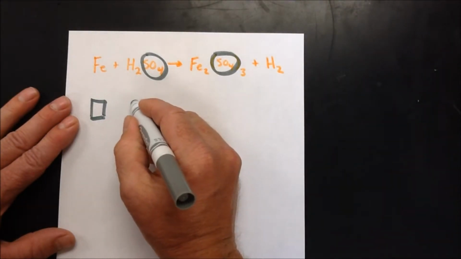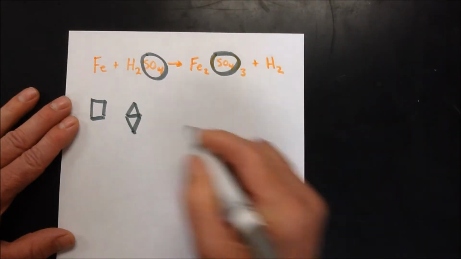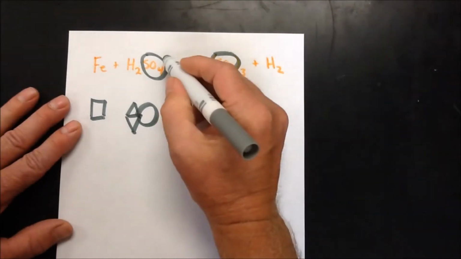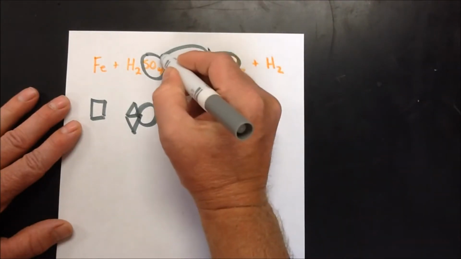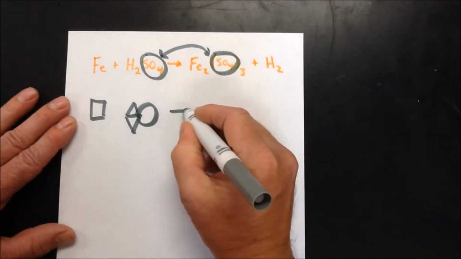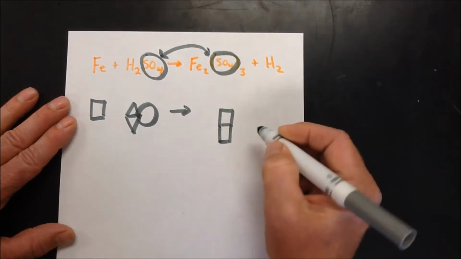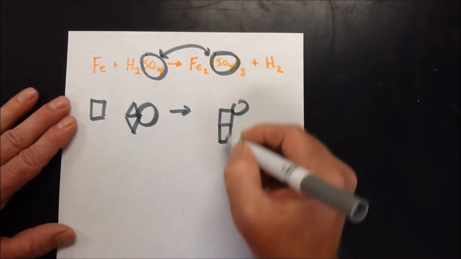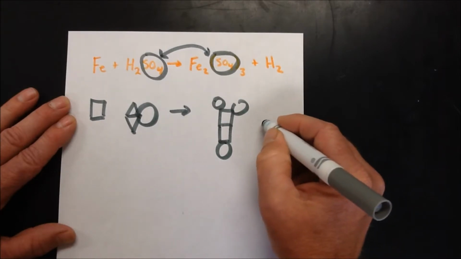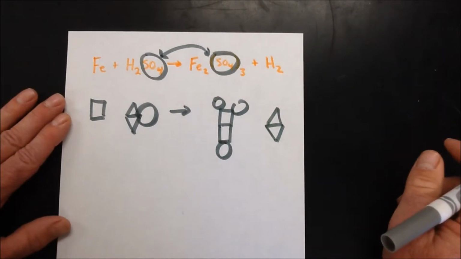So I'm going to draw my hydrogens, and I'm going to let triangles be the hydrogens. There's 2 of them. And for sulfate, I'm going to use a circle. Now again, that circle represents the whole SO4, and I'm doing that because it is an unchanged polyatomic ion in this reaction. So it's going to make 2 irons bonded to 3 sulfates, and then 2 hydrogens in the diatomic hydrogen gas that is produced.